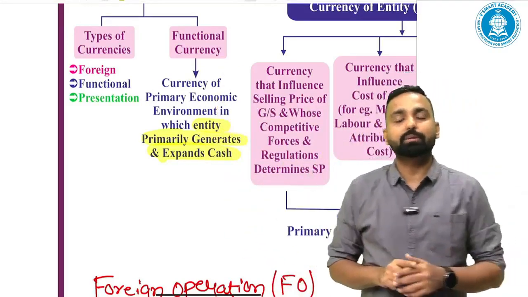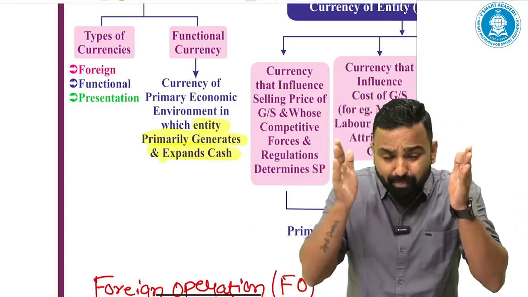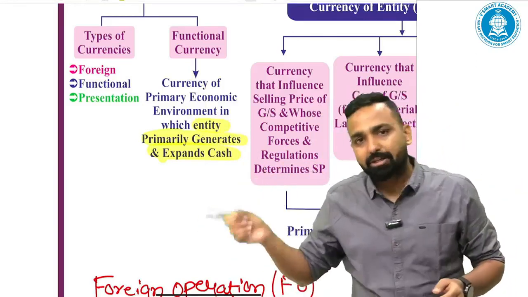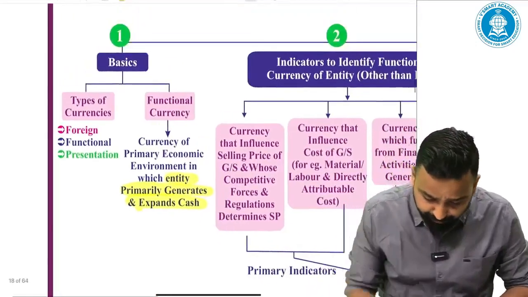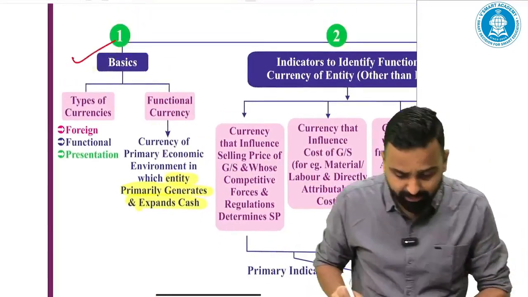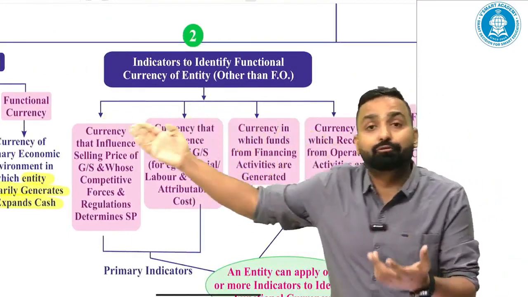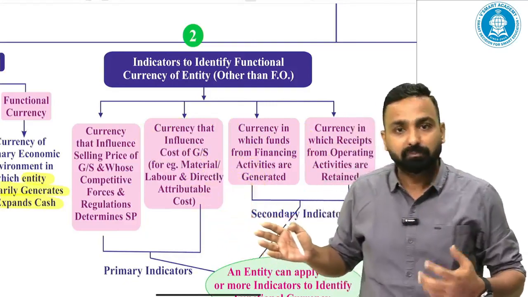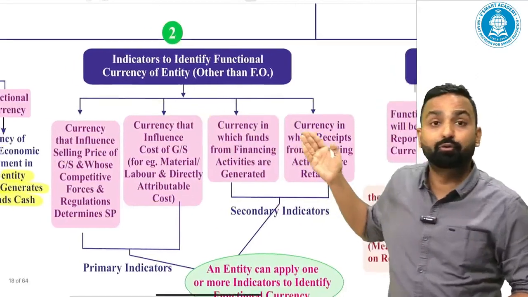Are you understanding or not? So technically, which is the prime environment in which you are operating your business? The currency of the prime environment will become the functional currency. Now, this was the basic. Ind AS 21 has drafted four important indicators for how we can identify our functional currency.